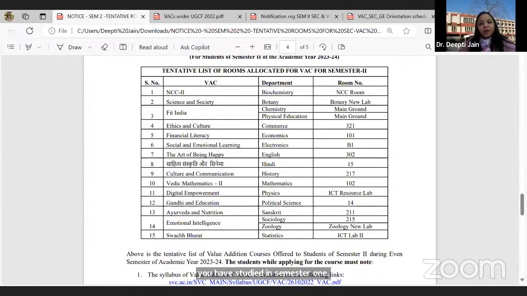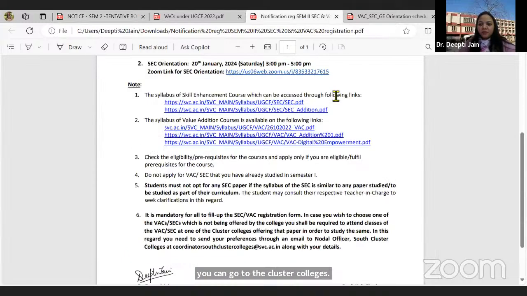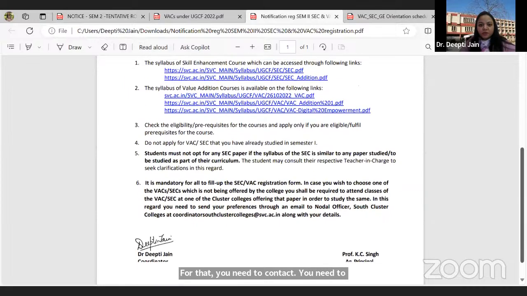Further, if you do not want to study any of these 15 papers and you choose the one which is not being offered by the college, then you can go to the cluster colleges. For that, you need to write an email. It is given here in this notice.